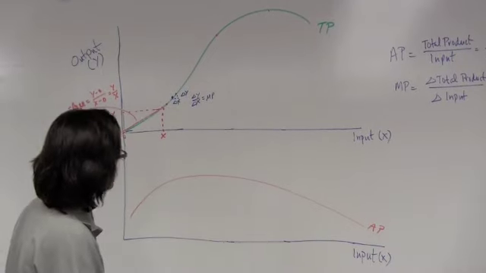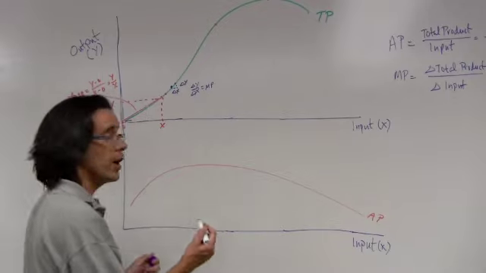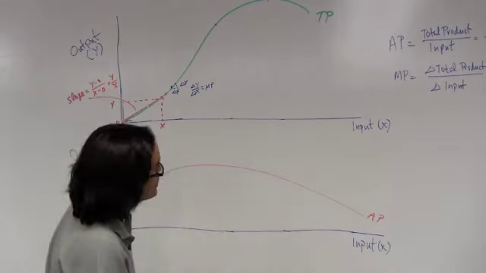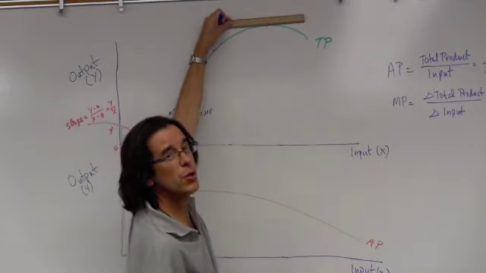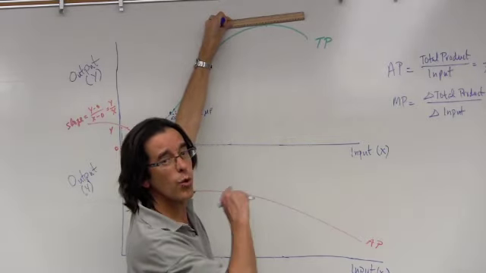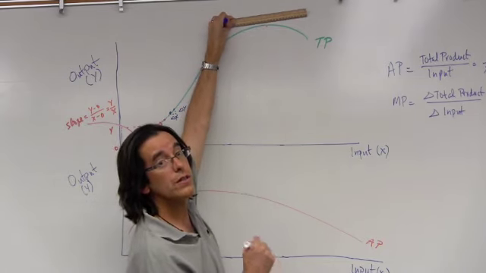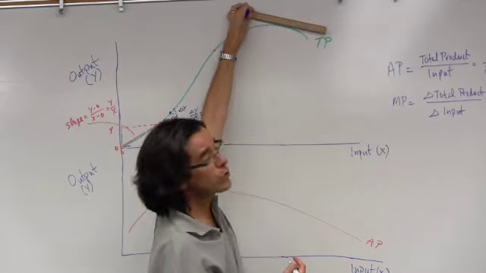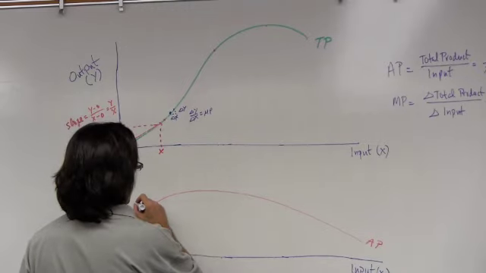So if I were going to draw a picture of the marginal product curve, we'll point out some of the key points. When you're at that maximum point, at the top of the total product, the slope of the tangent is zero. It's a horizontal line, right? So if the slope is zero, then that means the marginal product is zero. Anything to the right of that curve, the slope is negative. So what we would see is, let's see.